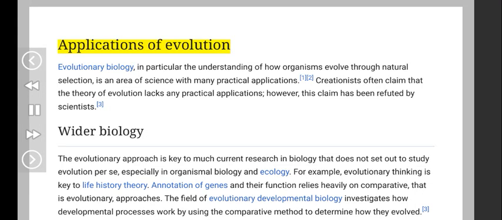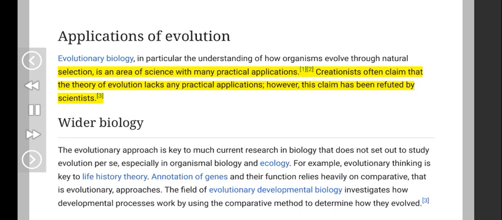Applications of evolution. Evolutionary biology, in particular the understanding of how organisms evolve through natural selection, is an area of science with many practical applications. Creationists often claim that the theory of evolution lacks any practical applications, however, this claim has been refuted by scientists.